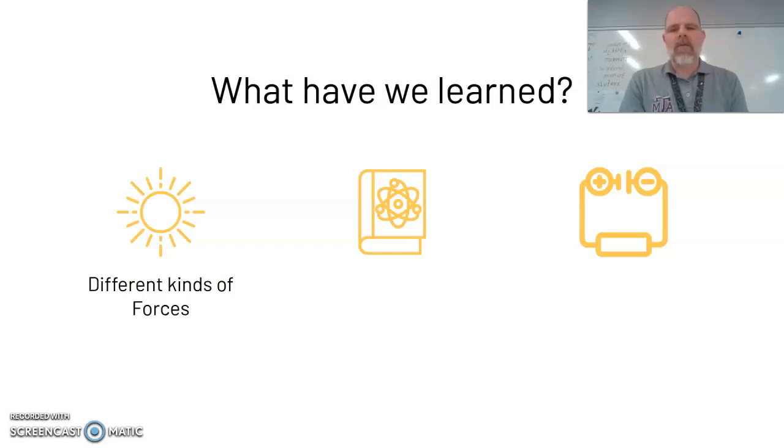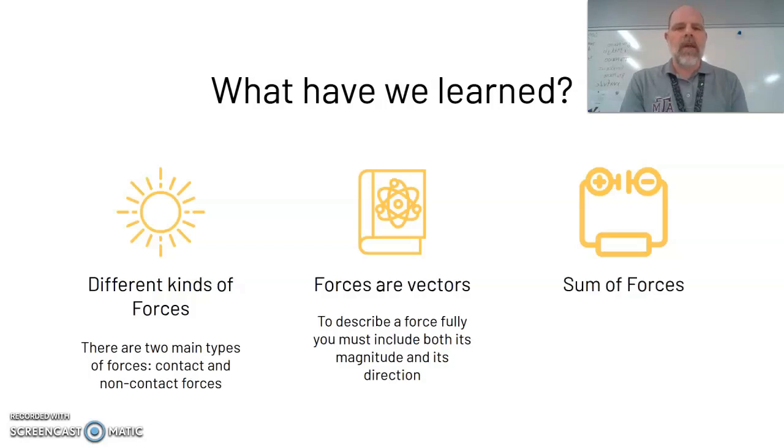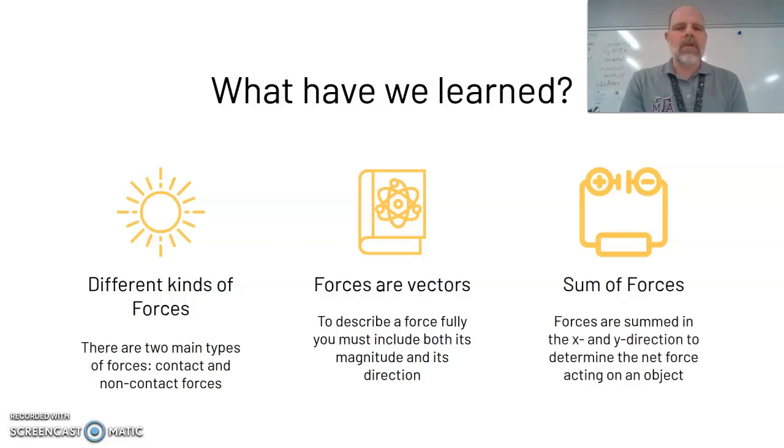Alright, so what have we learned in this video? There are different kinds of forces. There are two main types of forces, contact and non-contact forces. And we're going to talk mostly about contact forces and gravity in this class. Forces are vectors. To describe a force fully, you must include both its magnitude and its direction. That's the only way to really describe a force in its full entirety. And then we talked a little bit about the sum of forces. Forces are summed in the x direction and in the y direction to determine the net force acting on an object. All right, thanks everybody.